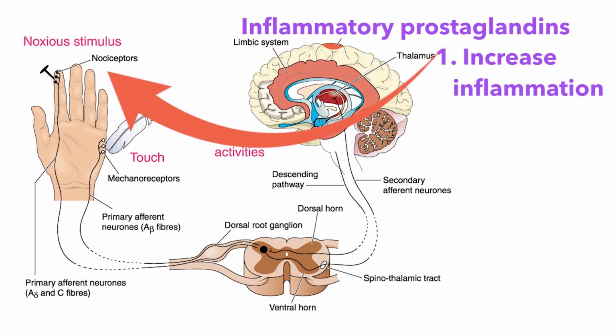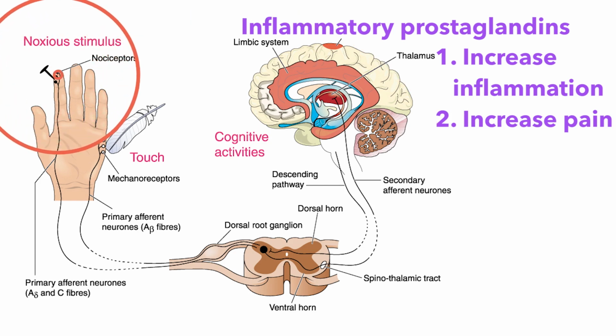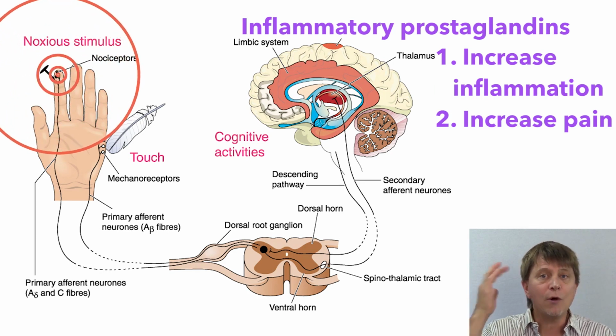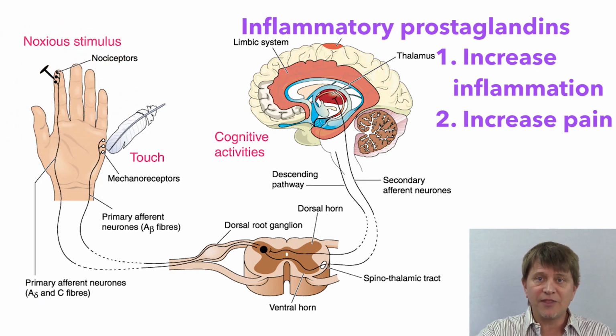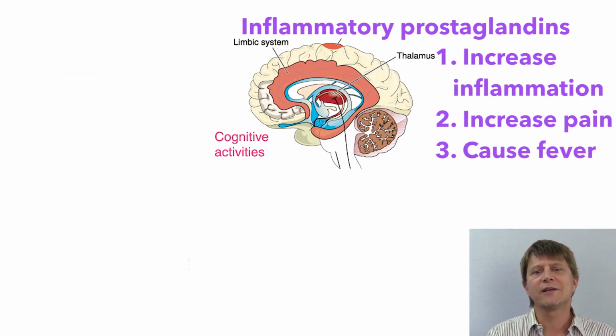Those prostaglandins also sensitize the nerve endings in that area. And why would we do that? Why would we sensitize the nerve endings so that we feel a lot of pain? Well, the reason is so that we inform our brain that there is something there that we need to take care of. And another thing that happens with the inflammatory prostaglandins is that they cause a fever.